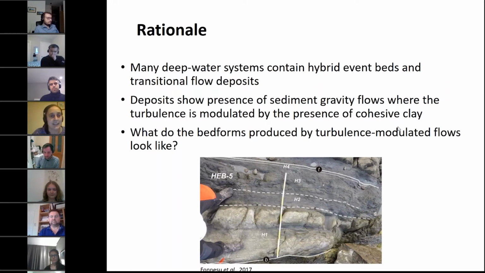So very quickly, some rationale. We've already seen from Peter that many deep water systems contain these really interesting hybrid event beds and transitional flow deposits. And what these deposits show us is that we have a variety of flow types moving through deep marine systems. So we have fully turbulent flows, but we also have flows where the turbulence has been modulated by the presence of cohesive clay. And what I'd like to talk to you about today is, well, what do the bed forms produced by these turbulence modulated flows look like?